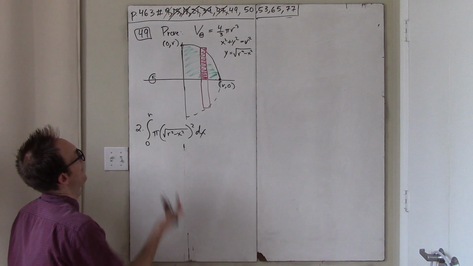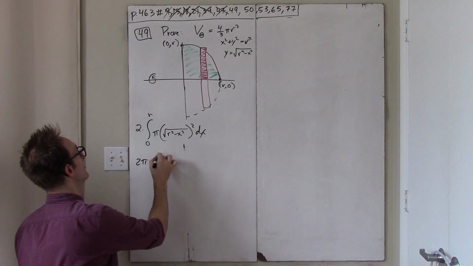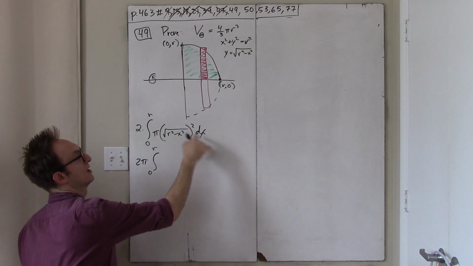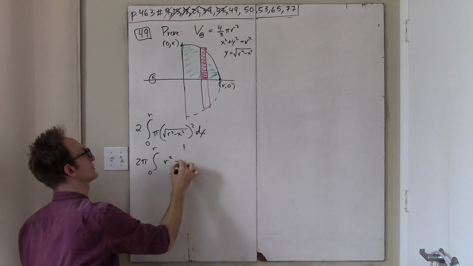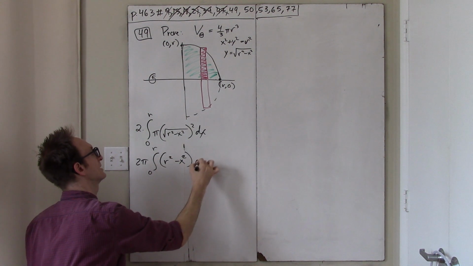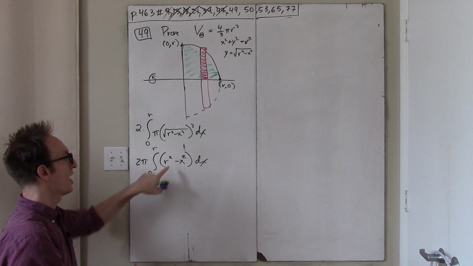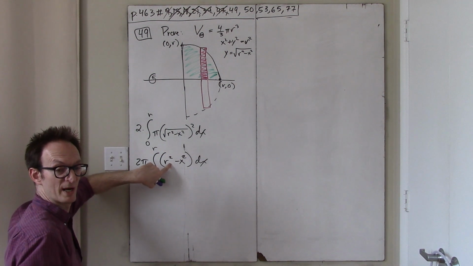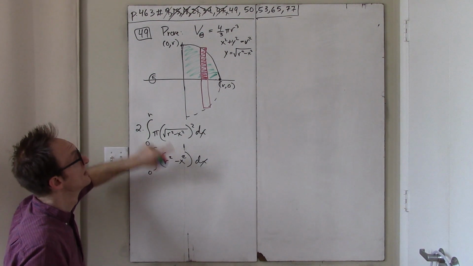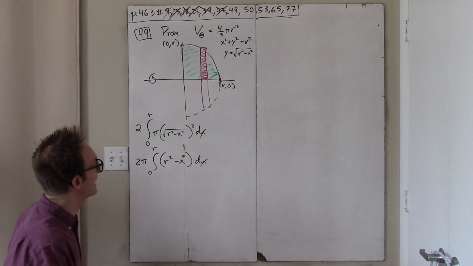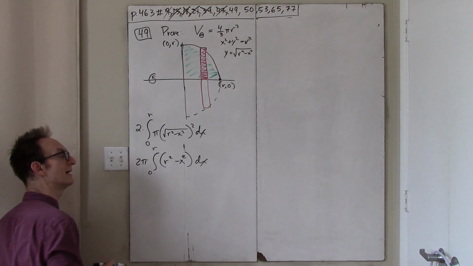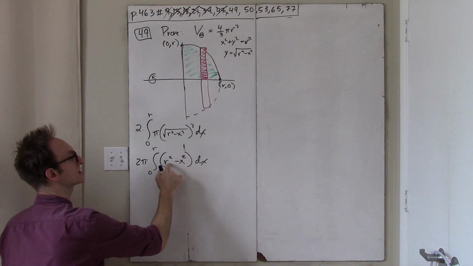Okay, and then this is just not hard, right? Because you get 2 pi, integral from 0 to r. When you square the square roots, you just get r squared minus x squared. Now we have to be careful to remember that r is a constant for the sake of this problem, right? R is just the radius of the sphere that we begin with. It's not a variable. We're integrating with respect to x, so r is just a constant.